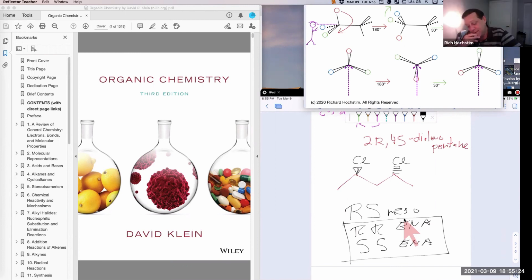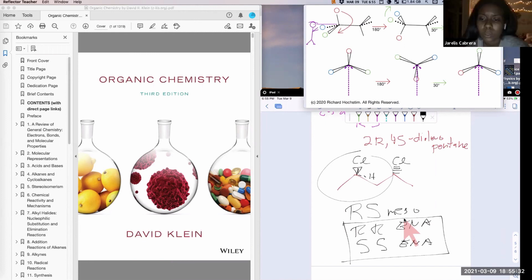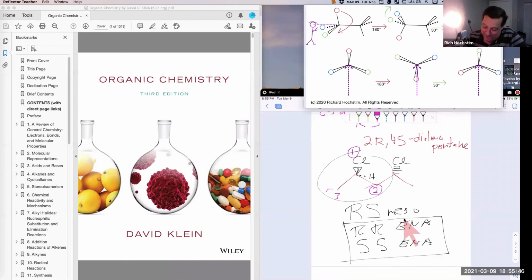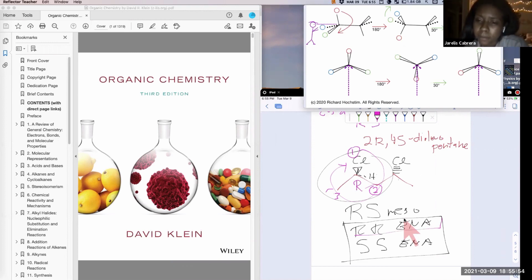Yes, sir. So I'm going to do this one because it's easier, since it's got the hydrogen going back like this. So 1, 2, 3. Should be R. This is 1, this is 2, and this over here is 3, and that's in the back. 1, 2, 3, that's R. And this is not the mirror image, so it's RR. Did that make sense? It'd be the same.